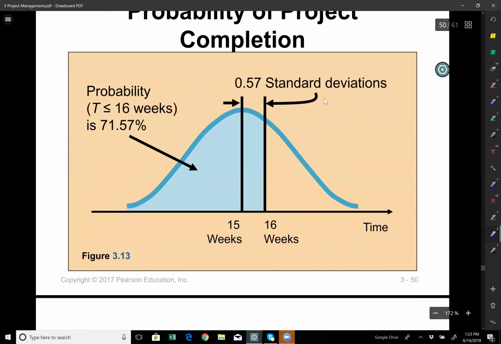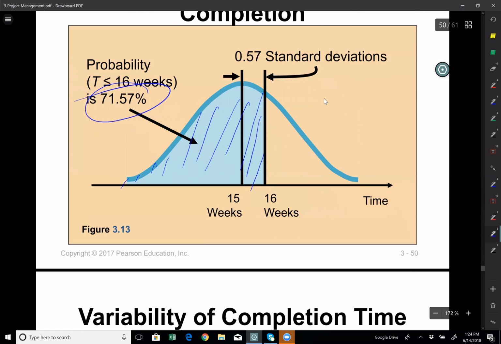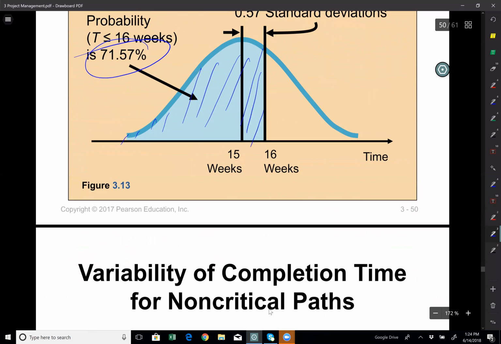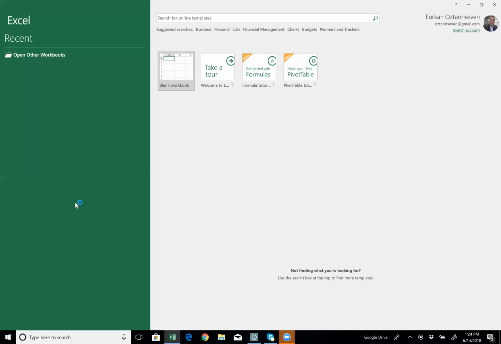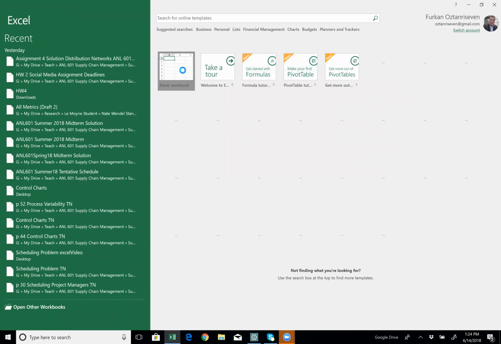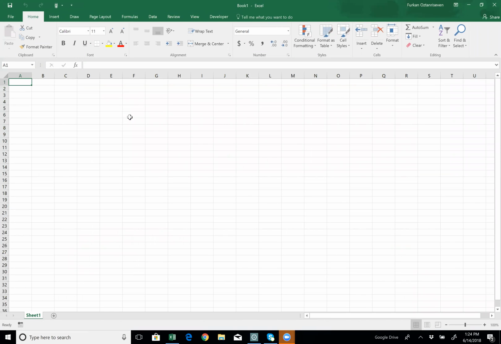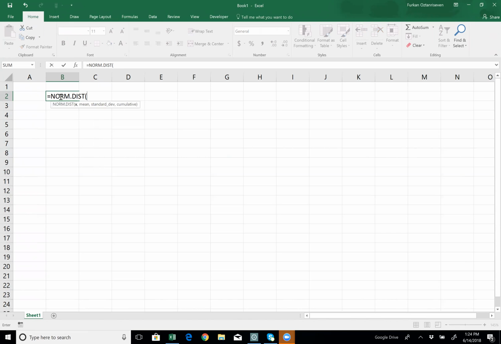If I want to visualize this, you can just see this area to the left of 16 weeks is roughly 71.57%. Okay, and I could calculate this value by using Excel as well. Let me just quickly show you how you calculate that using Excel. Need to open my Excel first. I'm going to use an Excel function called NORMDIST. And then my x is 16 weeks, mean is 15 weeks, standard deviation is 1.76. And then it's a cumulative function. Since it's a continuous distribution, I need to know the area under the curve. And as you see here, you can get the exact same value, 71.5%, using this formula as well. All right.